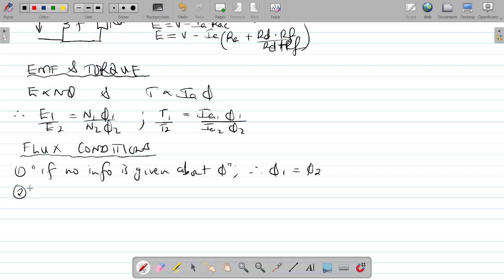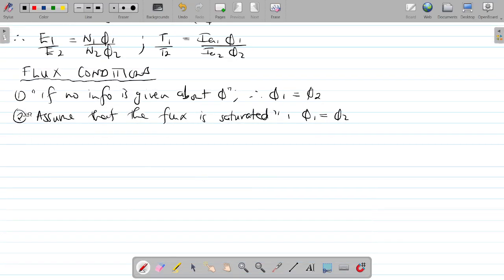Number 2, if you read the statement, assume that the flux is saturated. Same thing as the previous one. You'll say flux 1 is the same as flux 2. So no given information, flux 1 is the same as flux 2. Assume that the flux is saturated. Flux 1 is still the same as flux 2. So based on these first two conditions, here's how we apply them into the two formulas for EMF and torque.